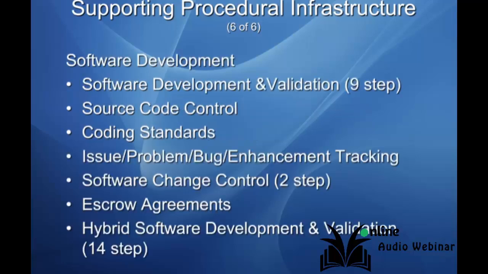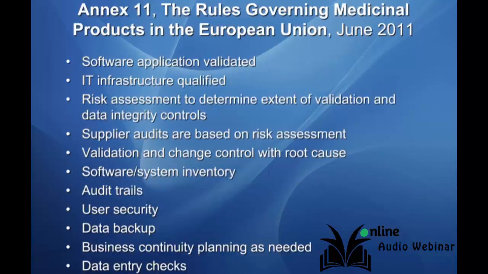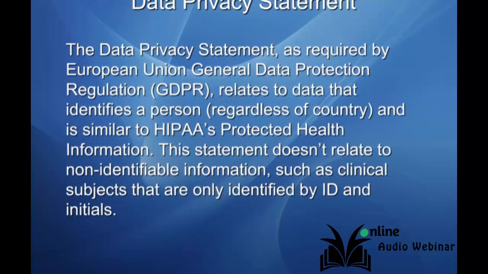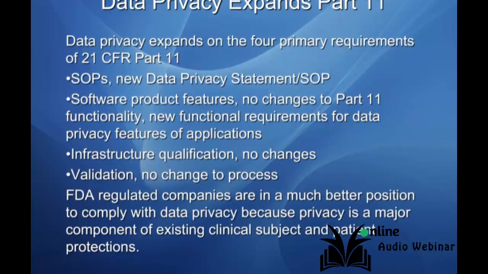If you're in the software development business, if you're in the hybrid development business, or if you have to audit a vendor, you're going to need to know 9-step validation. Let's get into Annex 11, the latest SOP, which is a data privacy statement. So data privacy expands on the 4 requirements of Part 11.